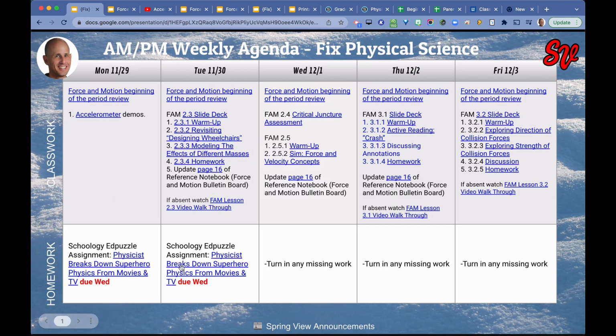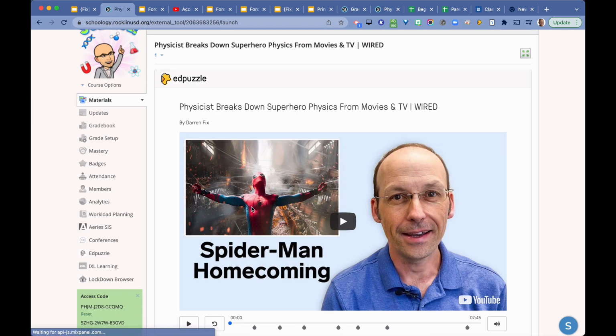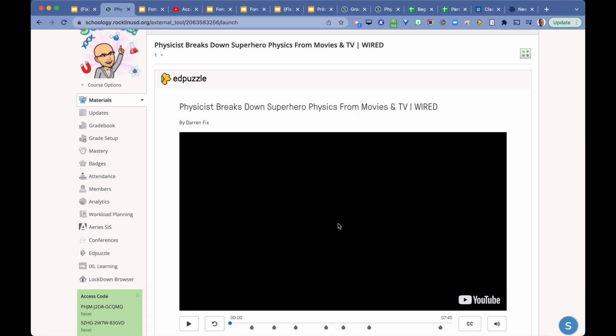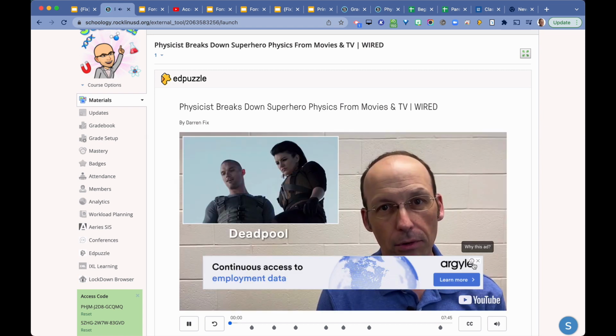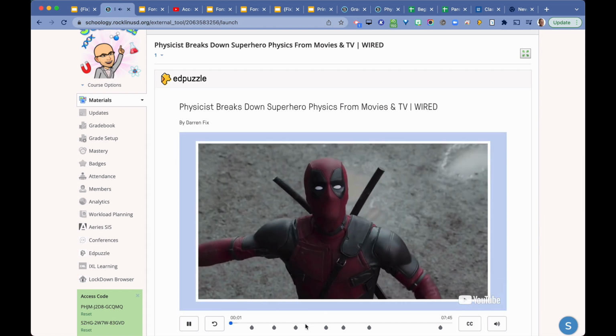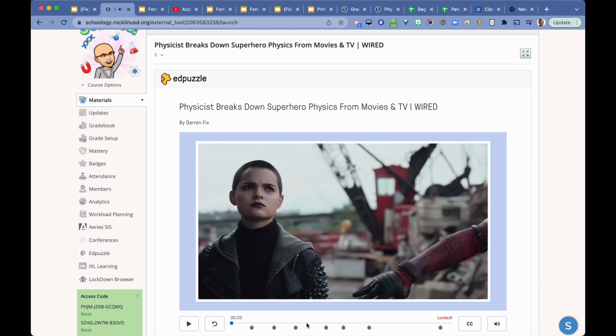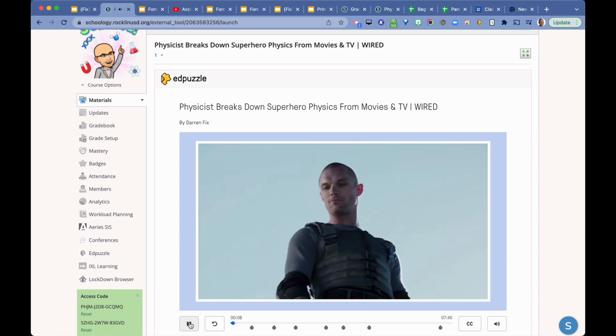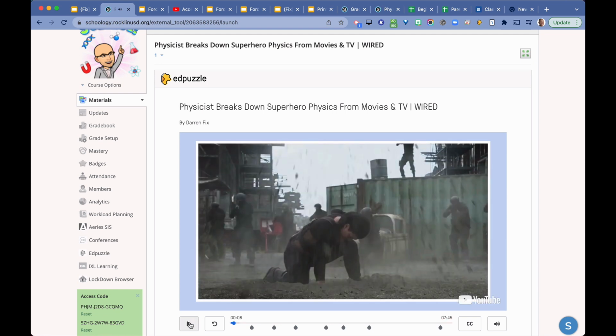For the homework, we did a Schoology Edpuzzle. That was due on Wednesday. It was a video where a physicist breaks down superhero physics from movies and TV. Some of these were applicable to what we've been learning, some of the key concepts in our units. So we did an example of the 3-point landing. Is that actually safe for superheroes to do or not? That's one example the physicist talks about.